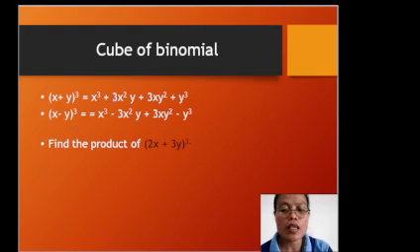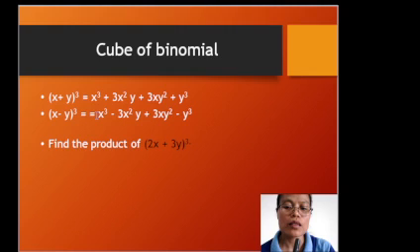So (x + y) cubed is equal to the first term x, you have to cube it. Next, plus 3 times the square of the first term times the last term, plus another 3 times the first term times the square of the last term, plus the cube of the last term. And it is the same process with the next formula, but the signs alternate.